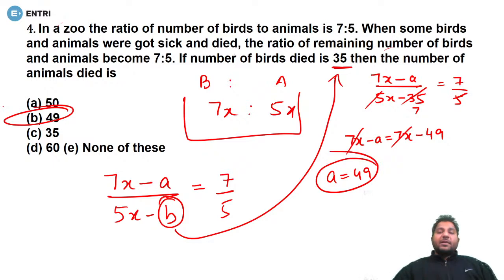Guys, come on. Now tell me, because the ratio has not been given. Look at this. In a zoo, the ratio of number of birds to animals has been given. While some birds and animals got sick and died, they have not given that you are going to replace or whatever things. That is, they have not given that you are replacing or doing anything. So they have just given you that some birds died. So you don't know about that.